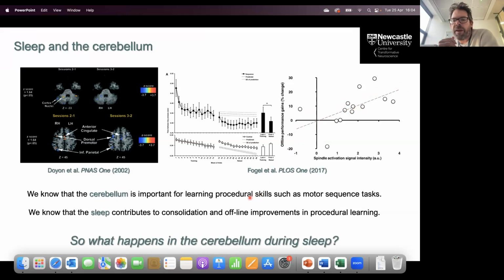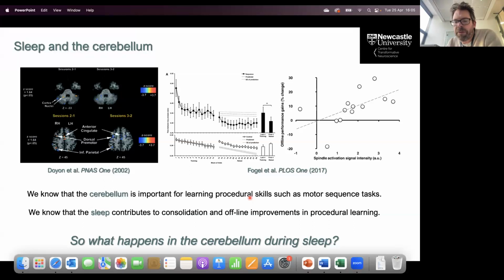What happens in the cerebellum during sleep? When I first got interested in this, I figured I could just go and ask someone. So I asked all of the human sleep people I knew, and they said, we don't really know, because it's very hard to record an EEG signal from the cerebellum. The cerebellum has a very folded, convoluted architecture, which means that you don't get a large population field potential summing at the surface of the skull.